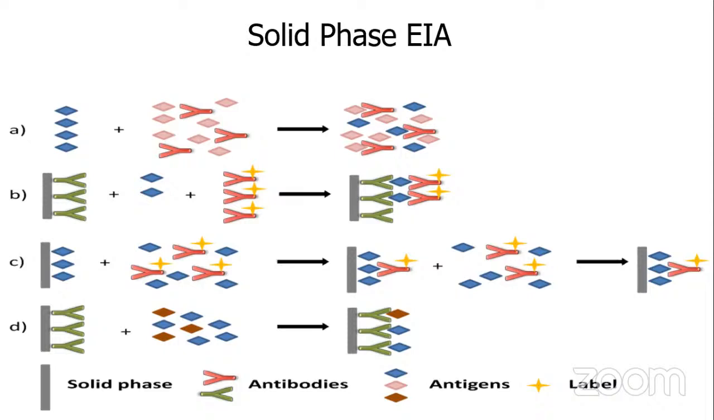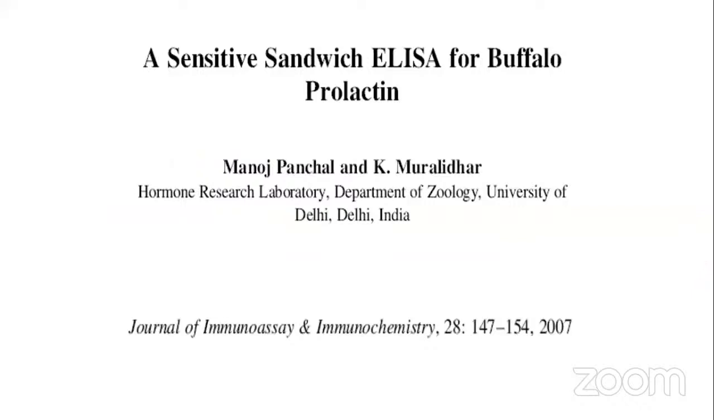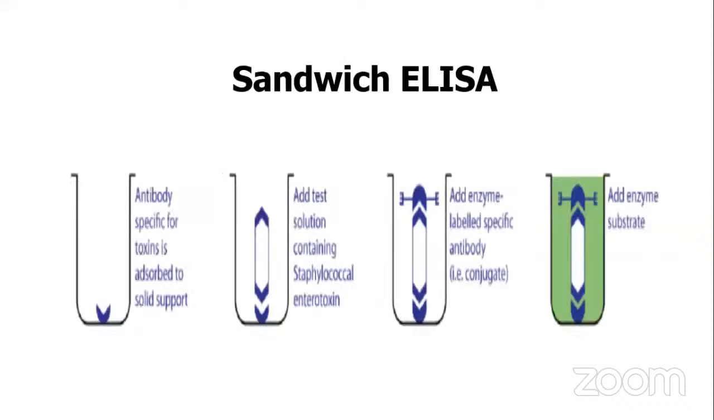This is known as a solid phase immunoassay that we can design. You can also call it sandwich ELISA. Many people have done a lot of work on these things. This is the sandwich ELISA, where two antibodies sandwich the antigen.